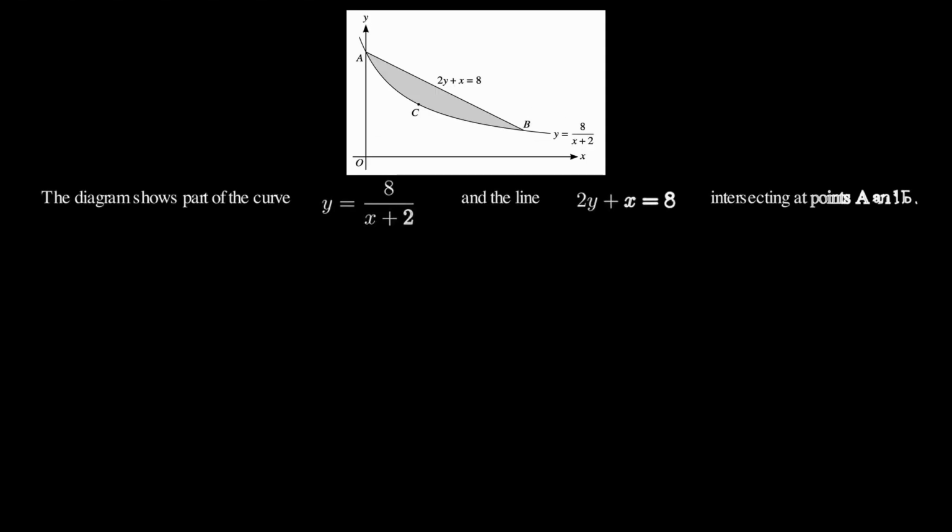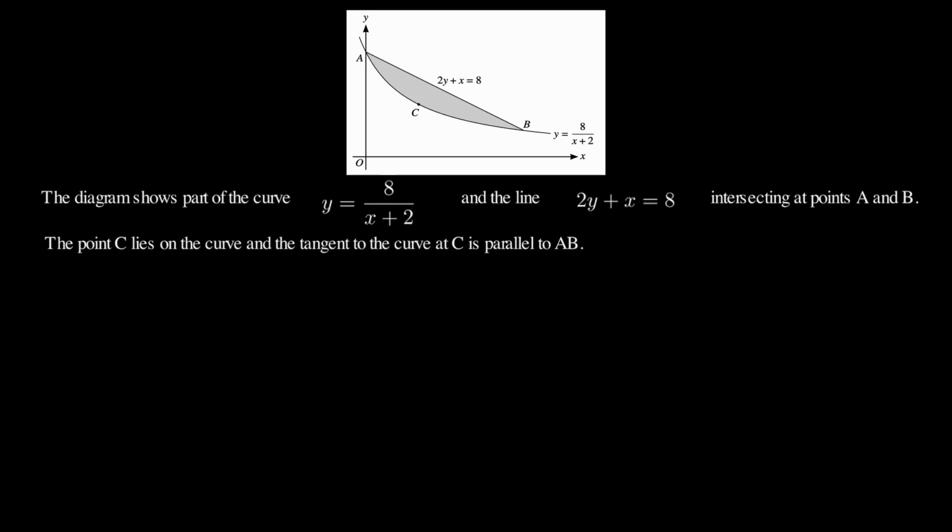In problem 11, there's a diagram which shows part of a curve and a line, and they're intersecting at 2 points, A and B. And the point C lies on the curve, and the tangent to the curve at C is parallel to AB. In part A, it is asking us to find by calculation the coordinates of A, B, and C.